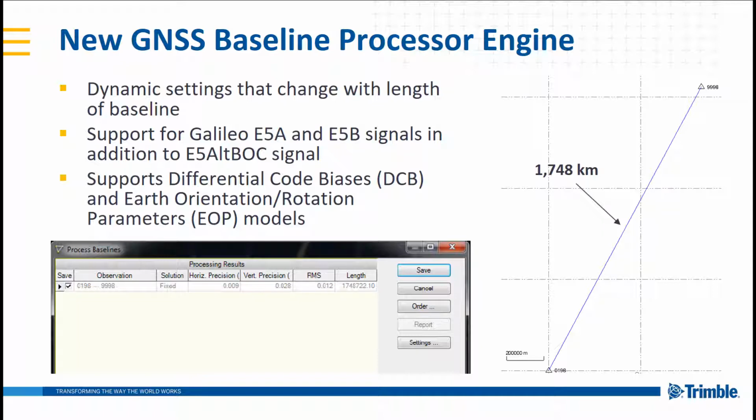So the 1,700 kilometer baseline is processed through TBC, and this new engine results in a horizontal precision of 9 millimeters, a vertical precision of 2.8 centimeters, with an RMS value of 1.2 centimeters.